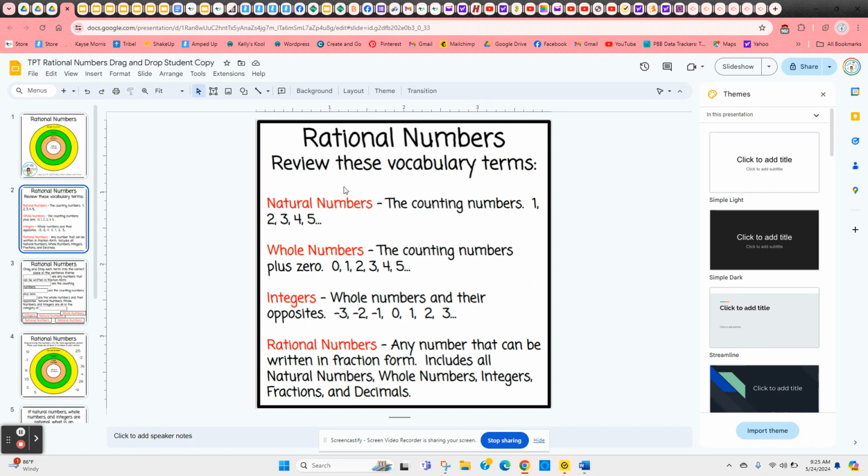The natural numbers, and these are all rational. The natural numbers are the counting numbers. Whole numbers are the counting numbers plus zero. Integers are whole numbers and their opposites. And then these are all rational numbers, and any number that can be written in fraction form is a rational number. So that includes all of these, plus the fractions and decimals.